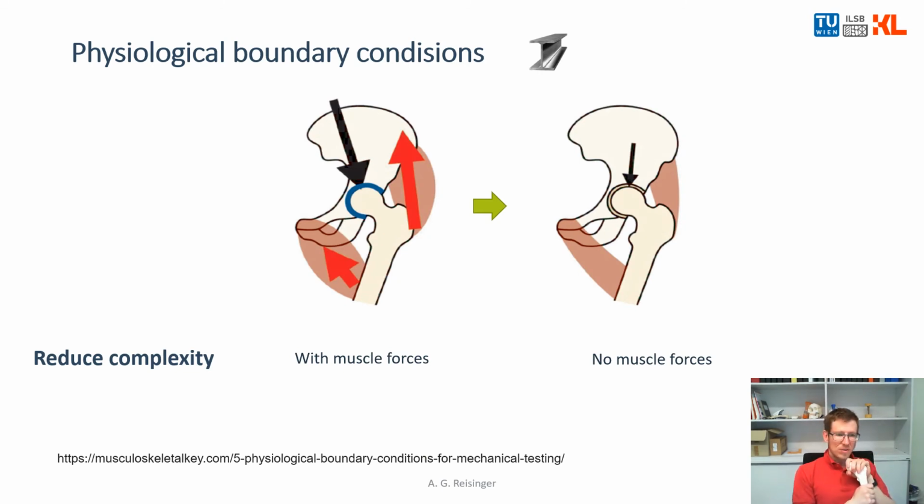So let's reduce the complexity. You see here, this is the real situation. The force of the hip is introduced on a surface on the head of the femur. You have muscle forces exerted, and you can stepwise reduce the complexity by neglecting the muscle forces altogether and introducing force at a certain point. And how do you check whether the simplification is valid? Here a certain strategy can be applied.